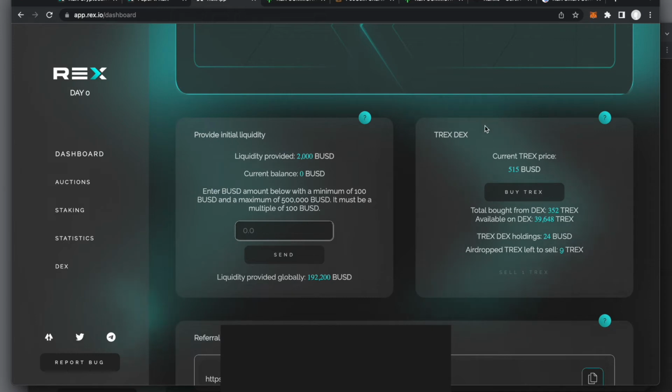Once all of the TREX are gone out of this contract, then the trading for TREX will move to the free market and all bets are off on the price, and there are no more TREX to be minted. So there will be an upper limit on the total number of TREX of 50,000, which is the 40,000 that are available here on the DEX, plus the 10K that have already been minted to TREX holders.